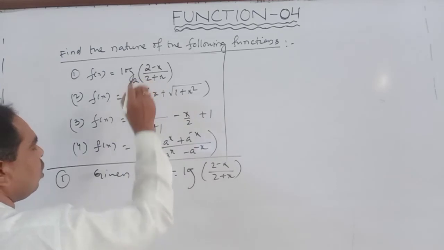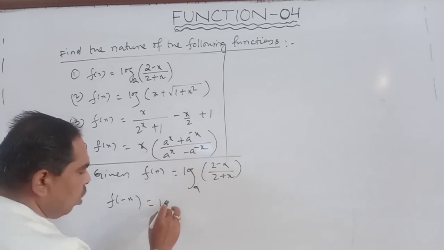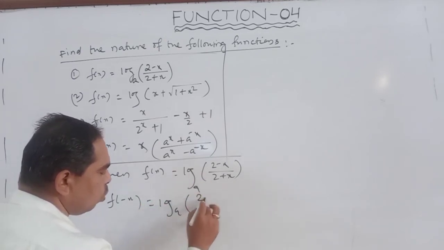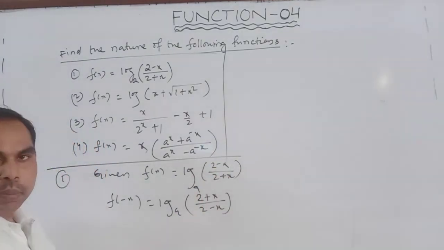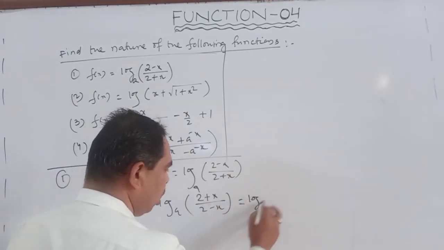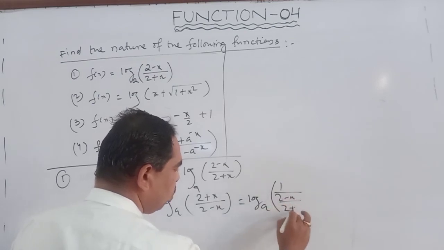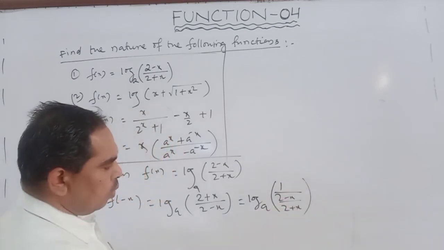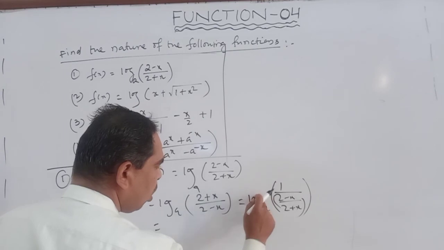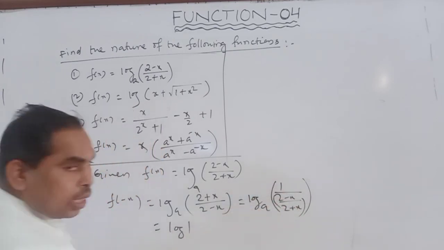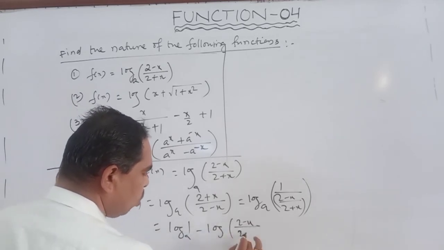बेस a, ओके। तो f of minus x, जगह माइनस एक्स पुट करो तो लॉग बेस a, 2 प्लस एक्स डिवाइड बाई 2 माइनस एक्स। f of minus x is equal to log base a of 1 upon 2 minus x divided by 2 plus x, we can write this as log of m by n, this is log 1 base a minus log of 2 minus x by 2 plus x base a.